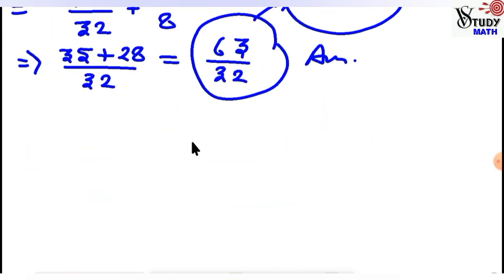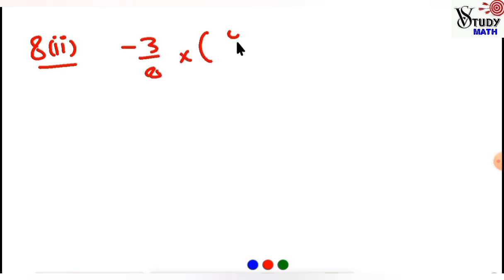Now move to question number 8, part second, from the book of class 8. That is negative 3 by 8 multiply 4 by 7 positive 11 by 7. So now what is again the name of the property? Distributive property over addition. So please remember this, that is the name of the property here, distributive property over addition.